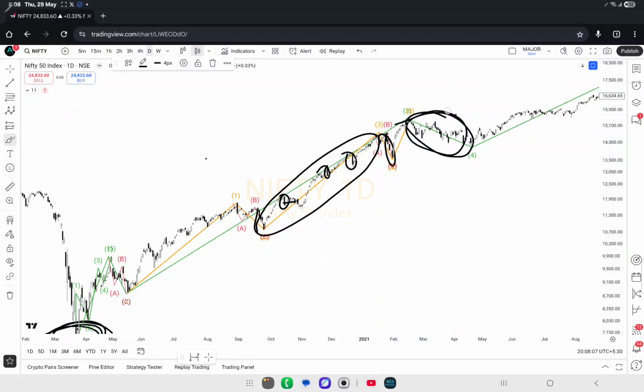But when you see this fourth here, the green fourth, the bigger fourth that is there, you see this is a different kind of pattern that has formed here. So this pattern is quite different.